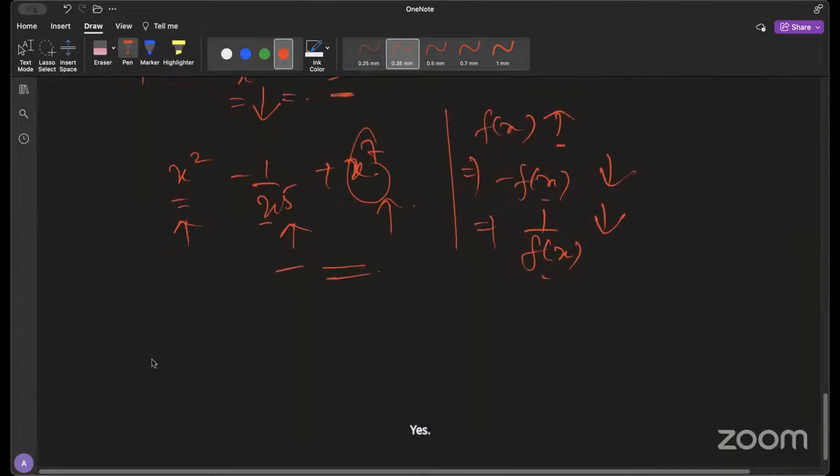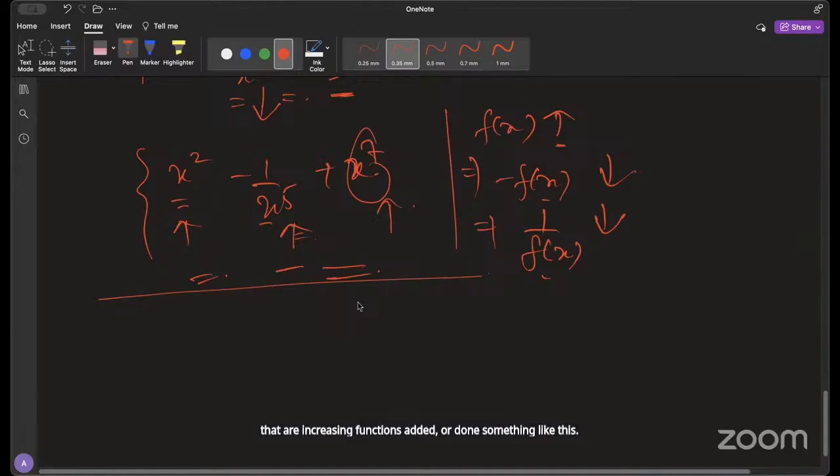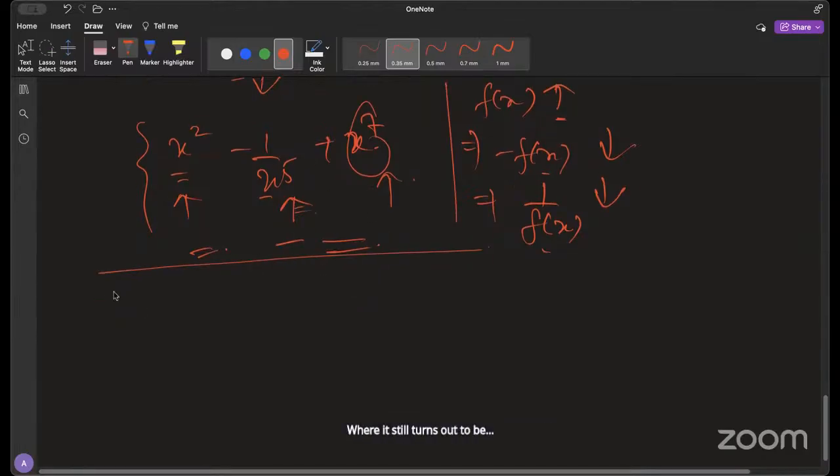The same thing with this one. So there are a lot of questions on this where increasing functions are added or combined in some way, and it still turns out to be increasing. Then we have another example. Let's say you have this function where you can use the definition.